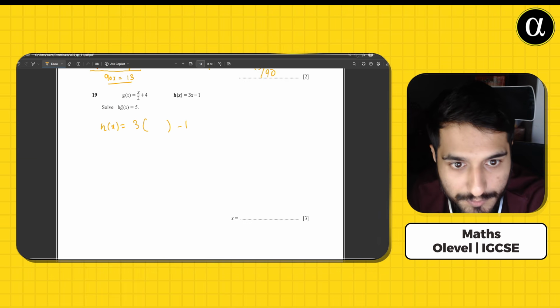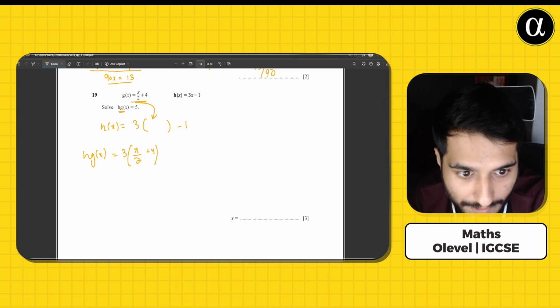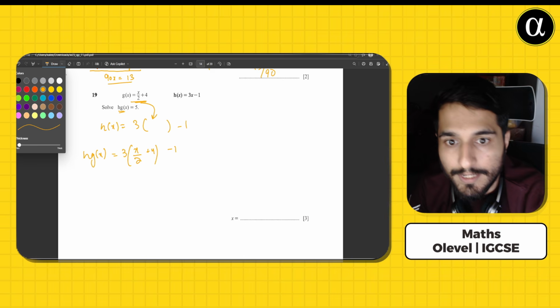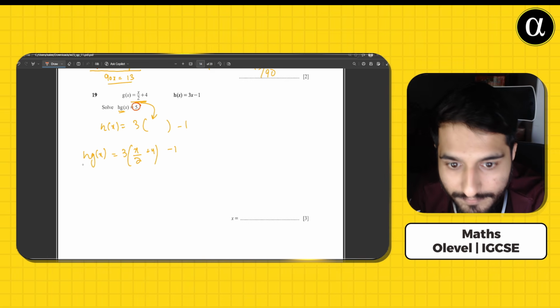Since we are supposed to find hg of x, what you're supposed to do is plug in this g inside of this, and this will turn into hg of x is equal to 3 times x upon 2 plus 4, and then minus 1 as it is. Now we need to keep in mind that the examiner said this hg of x was equivalent to 5. That means this can be written as 5.